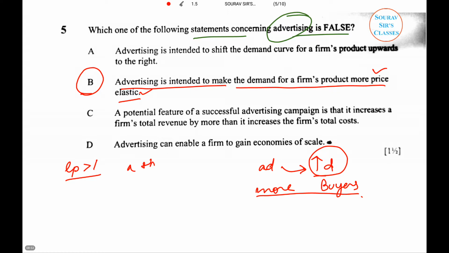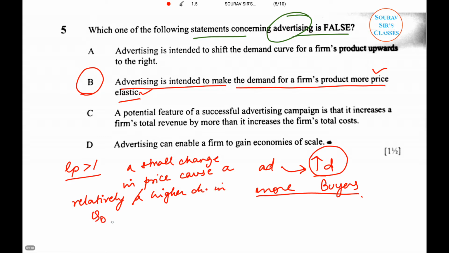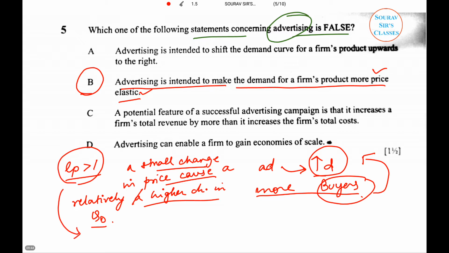Now what does this mean? That a small change in price causes a relatively tremendous change in quantity demanded. So if it makes the demand more elastic, then with a slight increase in price, you will not buy the commodity. Advertising does not do this. It will make the buyers more attracted to the product, and it will always help in increasing the demand. But if you make some product elastic in nature, then a very small change in price will lead to a fall in quantity demanded. So advertising does not serve this purpose. So the answer will be B.